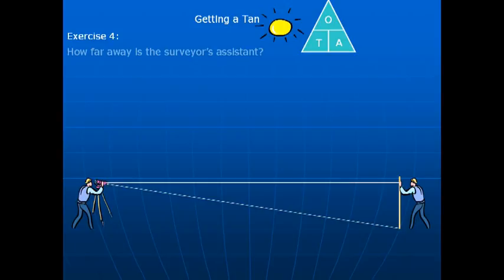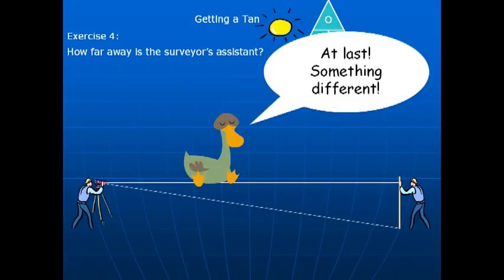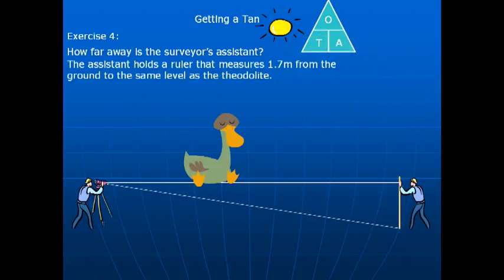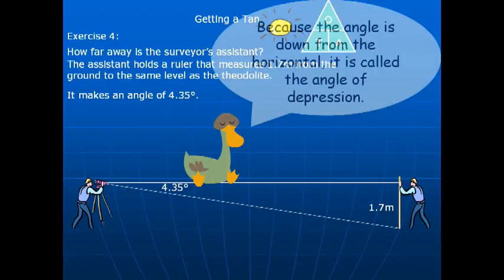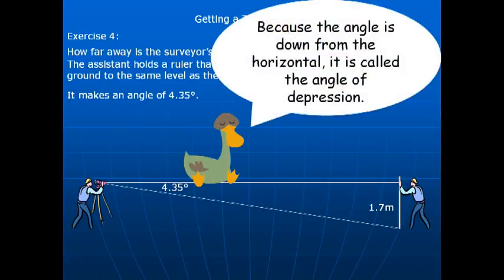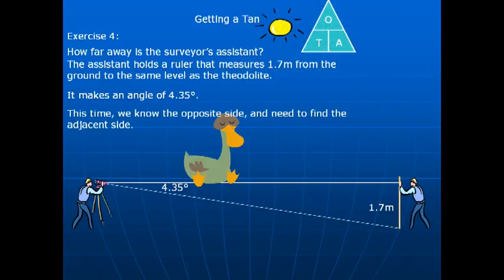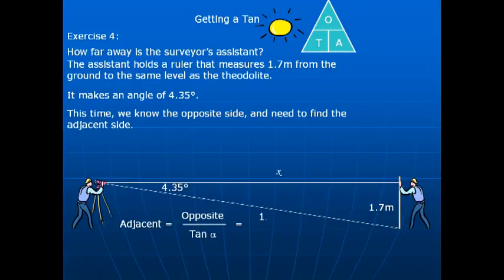Exercise 4. How far away is the surveyor's assistant? At last, something different. The assistant holds a ruler that measures 1.7 meters from the ground to the same level as the theodolite. It makes an angle of 4.35 degrees. Because the angle is down from the horizontal, it is called the angle of depression. This time we know the opposite side and need to find the adjacent side. Adjacent equals opposite over tan of alpha, equals 1.7 over tan of 4.35 degrees, which equals 22.35 meters.